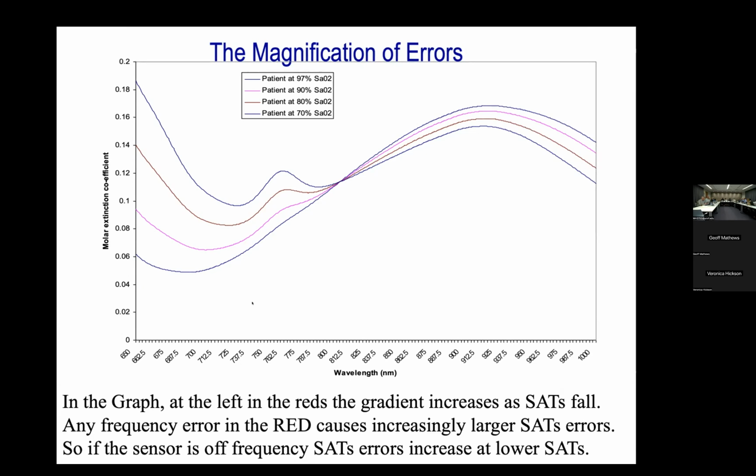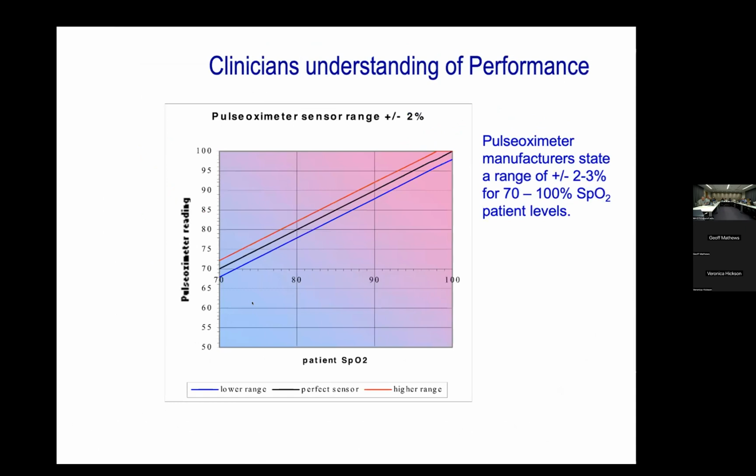Next slide. So this is what we generate. I suppose this is what clinicians generally think about in terms of sensor accuracy, plus or minus 2 all the way down. Next one.